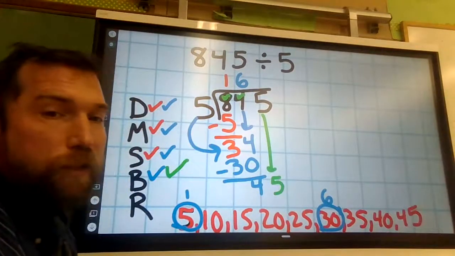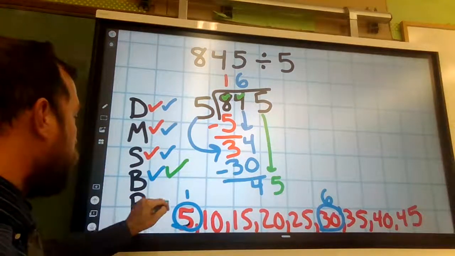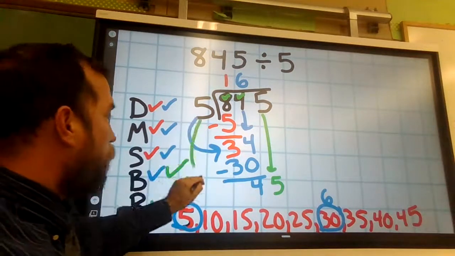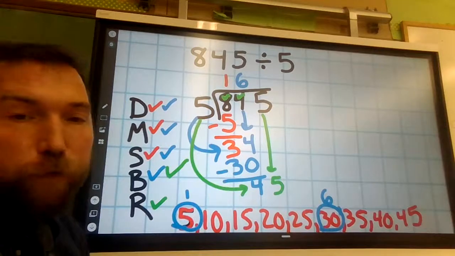And it's just really the same step again. That was B. Then I'm going to repeat now with green. How many times can 5 go into 45?